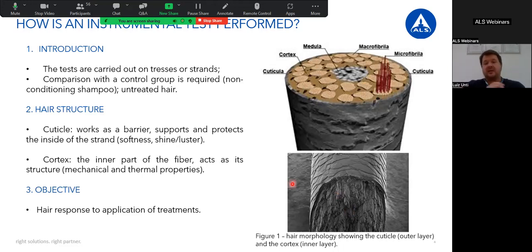And the main objective of instrumental testing for the hair fiber is to identify the response of the hair to application of treatments. So basically, we are going to apply the treatment and quantify how much benefit it will provide to the hair fiber.